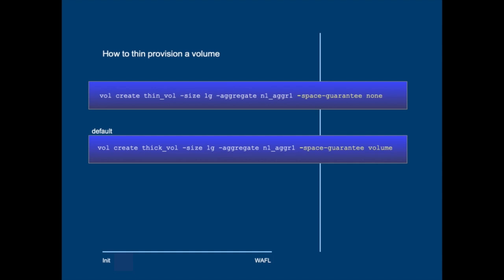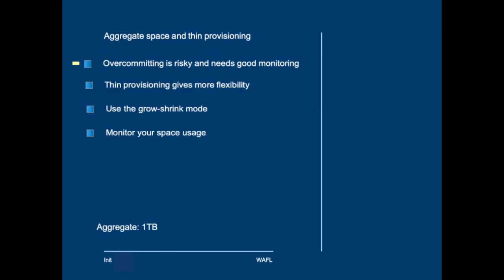Now, to create a thin provisioned volume, you would use the parameter space guarantee none. By default, the space guarantee parameter is set to volume, which means thick provisioning or full provisioning. So again, space guarantee none means you create a thin provisioned volume. So overcommitting is very risky and calls for very good monitoring. And thin provisioning gives you a lot more flexibility, especially when you use the grow-shrink mode. And you should always monitor your disk space anyway.